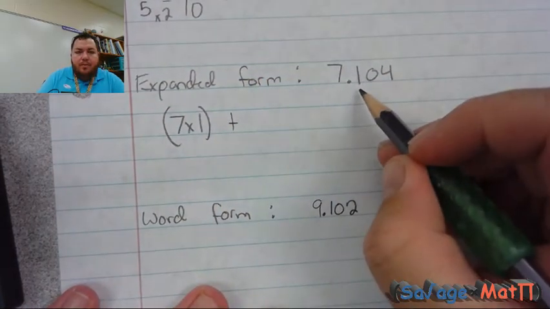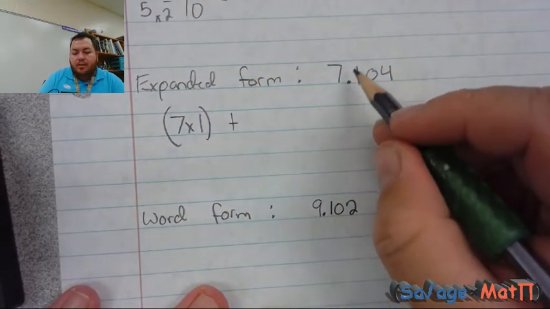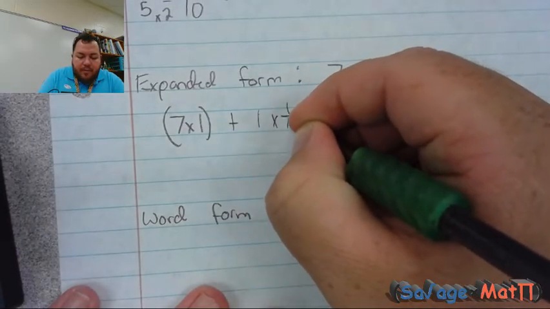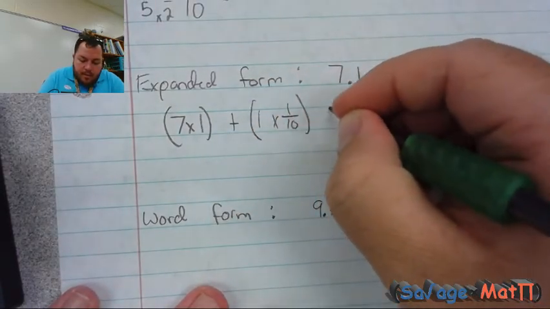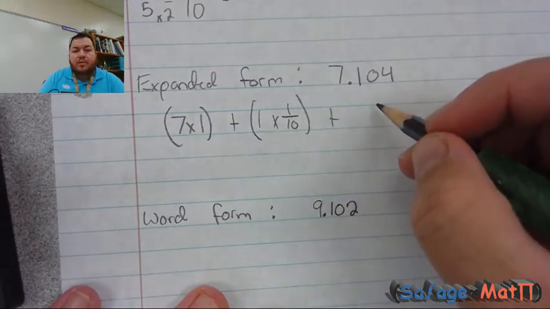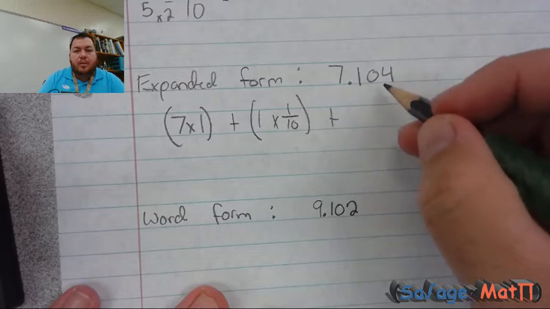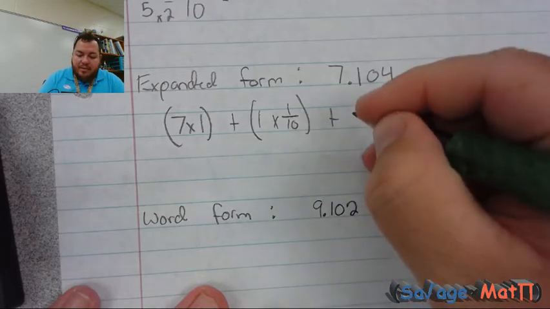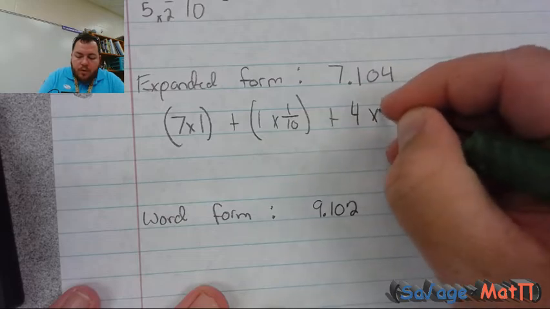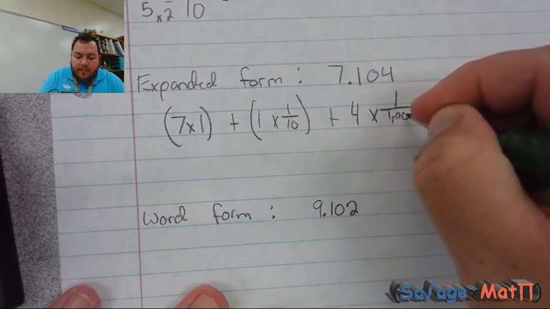Then I need to find out what's in the tenths place value. So it's 1. So I'm going to do 1 times 1/10. Now I have a 0 in the hundredths place value, so I'm just going to skip over it to the next one. And then I have a 4 in the thousandths place value. So I'm going to do 4 times 1/1,000th.